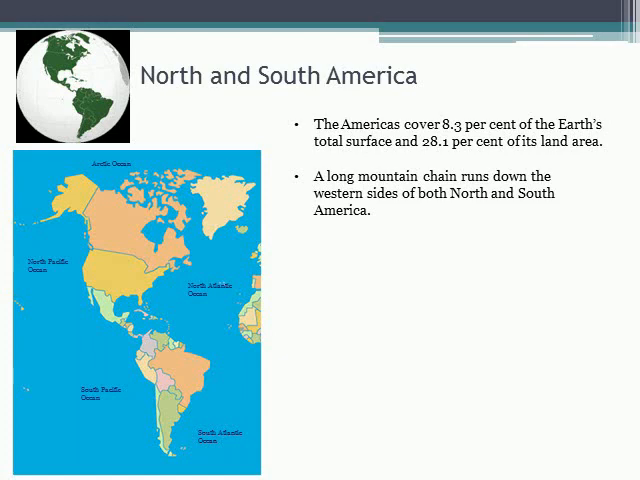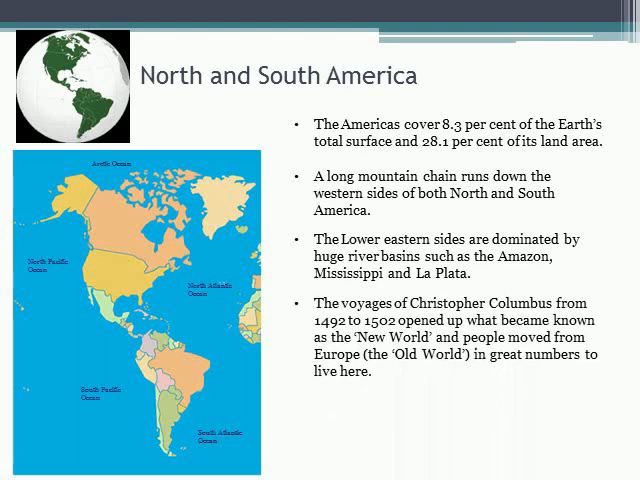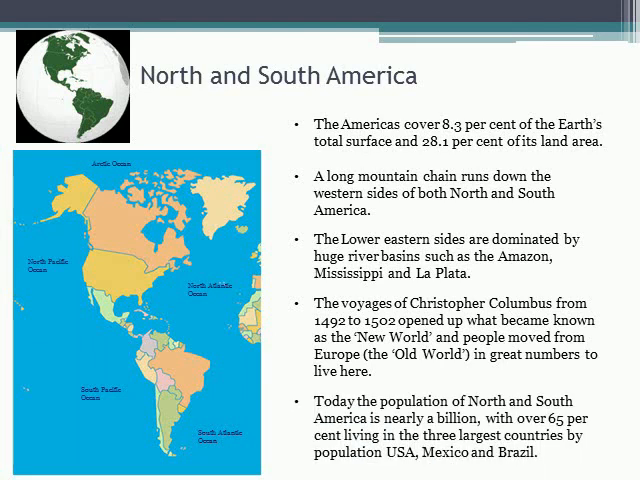A long mountain chain runs down the western side of both North and South America. The lower eastern side is dominated by huge river basins such as the Amazon, which you studied last year, Mississippi and La Plata. The voyages of Christopher Columbus from 1492 to 1502 opened up what became known as the New World, and people moved from Europe, which was the Old World, in great numbers to live there in America. So both Americas are known as the New World. Today the population of North and South America is nearly 1 billion, with over 65% living in the 3 largest countries by population, which are the USA, Mexico and Brazil.